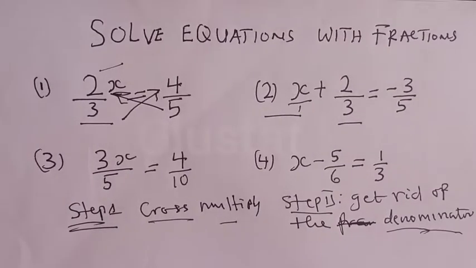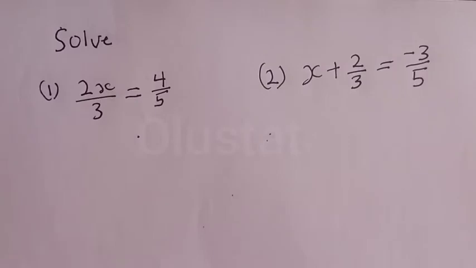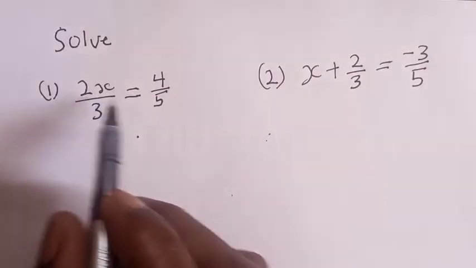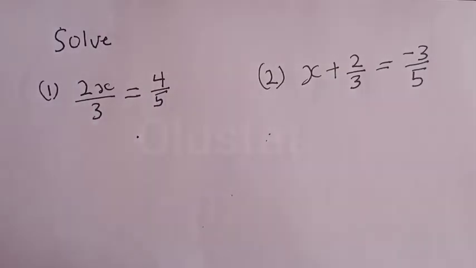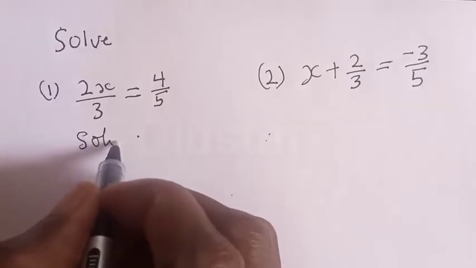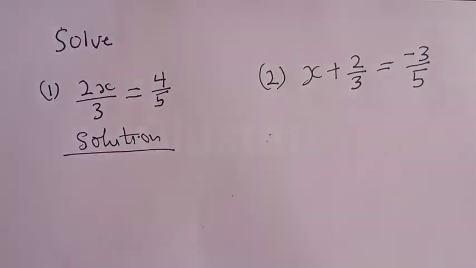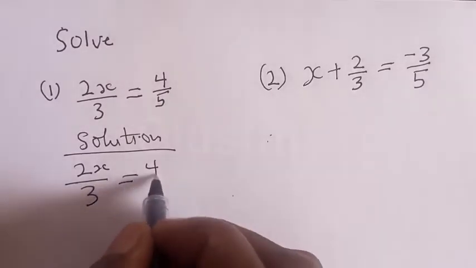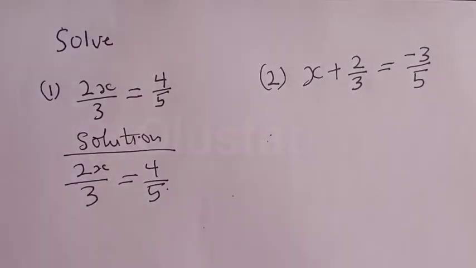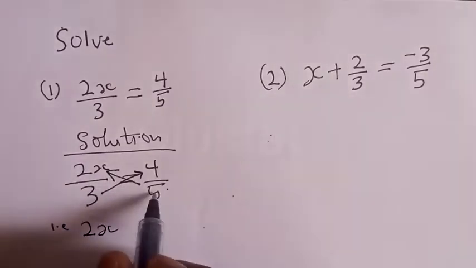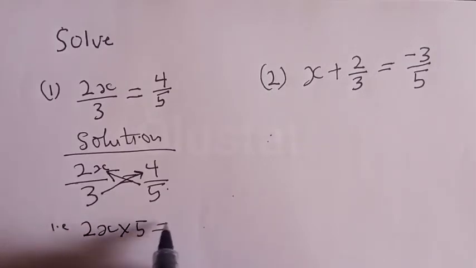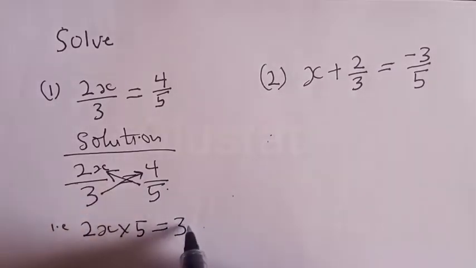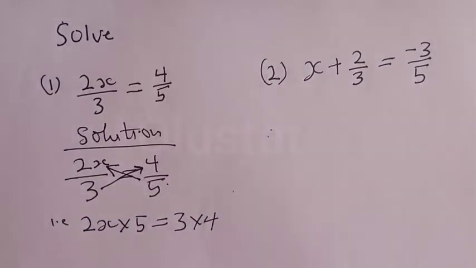Now let's solve. Question number one says, solve 2x over 3 is equal to 4 over 5. Now let's make use of our method. Solution. We have 2x over 3 is equal to 4 over 5. Now, how do we do it? Let's use our cross multiply method. That is 2x multiplied by 5 will be equal to 3 cross multiplied by 4. That is the first step as earlier discussed.